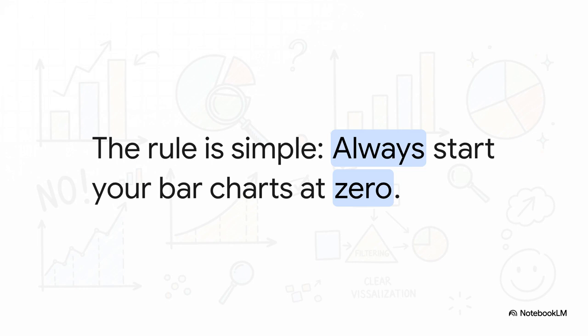And the rule to beat this one is so simple. If you are making a bar chart, you have got to start the baseline at 0. Always. Why? Because our eyes compare the length of the bars. If one bar is twice as long, we naturally assume the number is twice as big. And that only works if you start counting from 0.